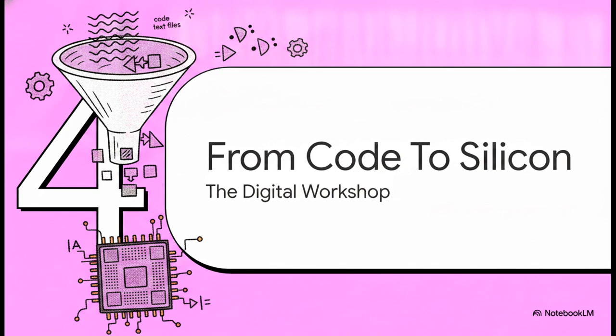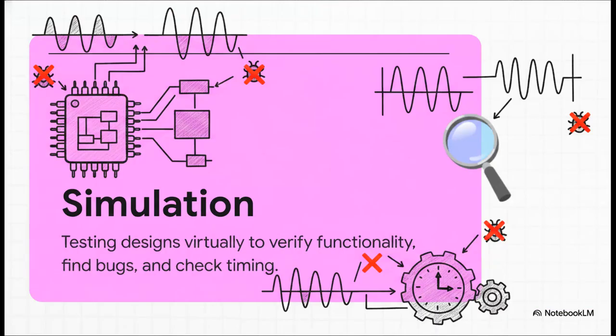All right, Section 4, from code to silicon. Let's step into the digital workshop. So how do we actually take these text files and turn them into a physical chip with literally billions of transistors? Well, the very first step after writing your code is simulation.